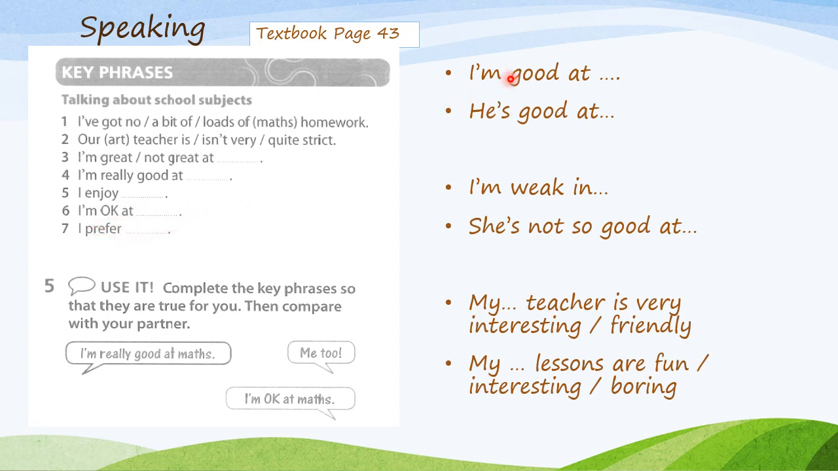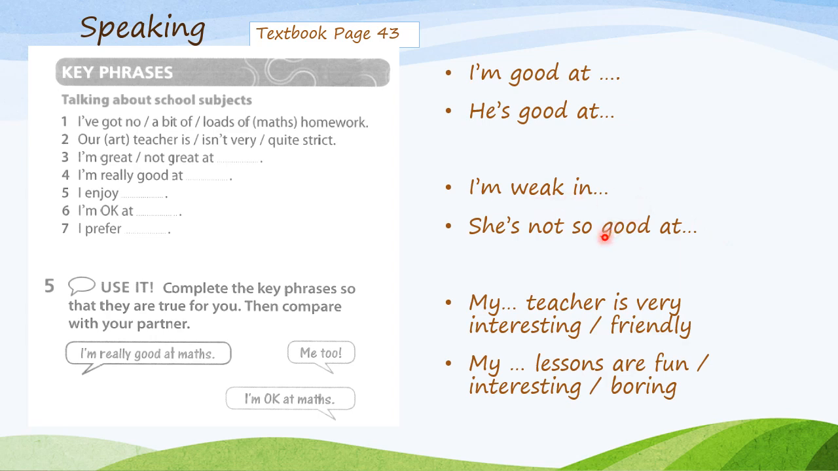Now, we say I'm good at something, he's good at something, she's good at something. But if you say you're not good at something, for example, I'm weak in maths. My maths is not so good, so I say I'm weak in maths. She's not so good at what? So remember, good at what? Weak in what? All right?